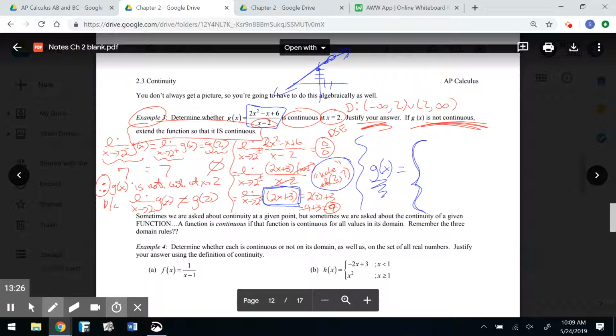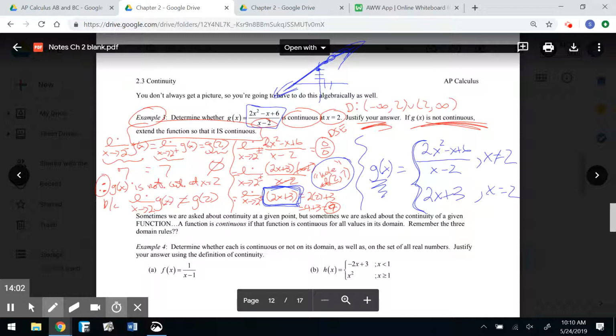So what we're going to do now is create this brand new piece, make this fancy little brace, and we're going to say, hey, let's use our original problem, which is 2x squared minus x plus 6 over x minus 2. And let's use that piece when x is not 2. Because when x is not 2, we're good to go. I mean, look up here. That graph is good to go everywhere when x is not 2. But when x is 2, we want to use something else. Class, what do we want to use? We want to use 2x plus 3.